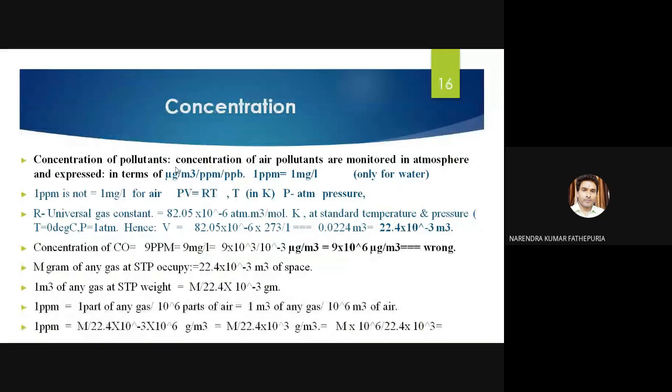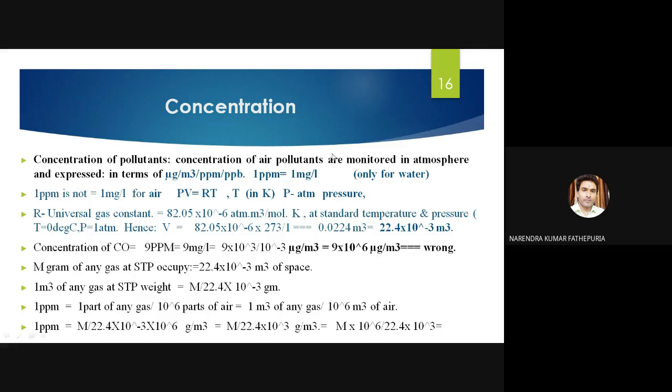First, as I told you, concentration plays a very important role. While you are measuring pollution, you have to understand concentration. Generally, in water we talk in milligram per liter, right? In terms of gases, this is different. When you are measuring gaseous pollutants, the unit of concentration will also be different here.